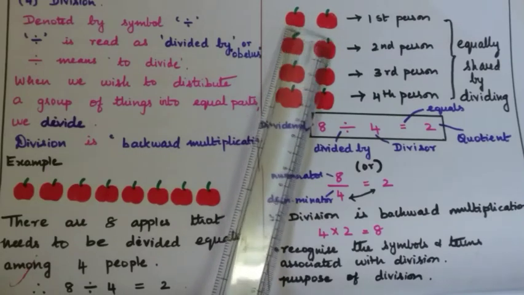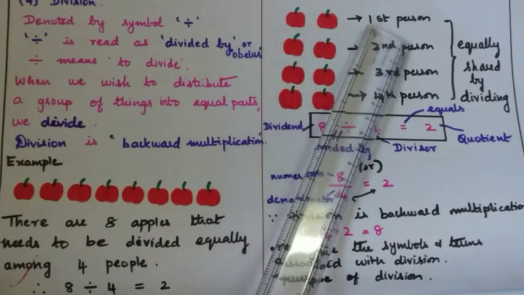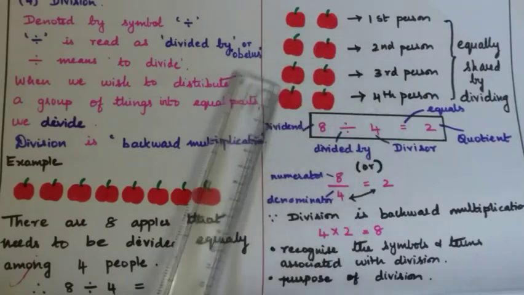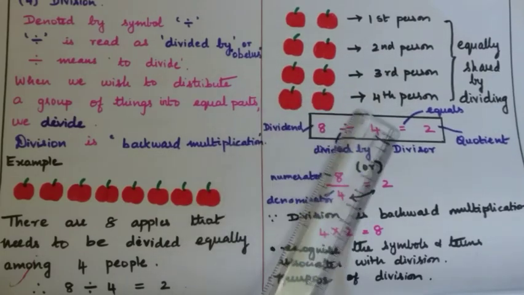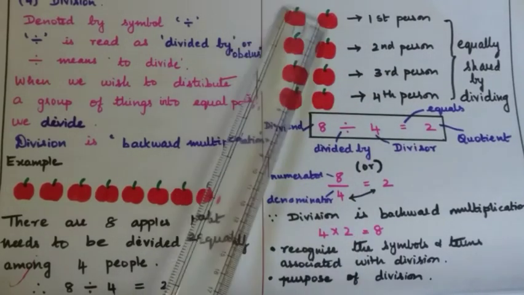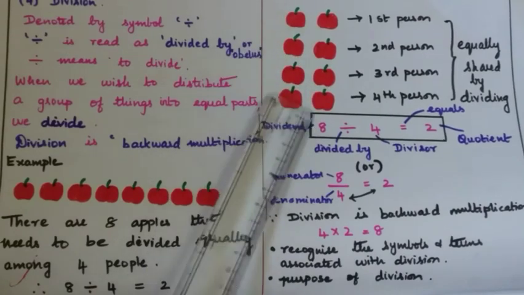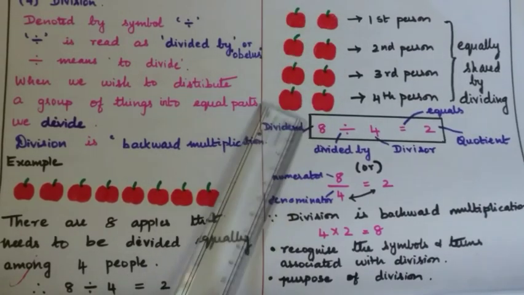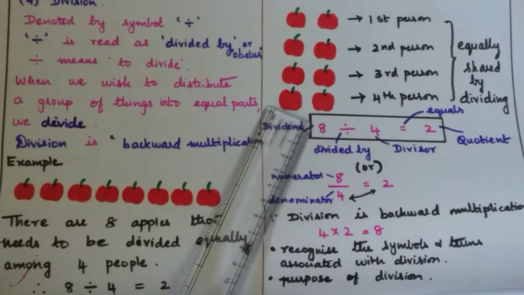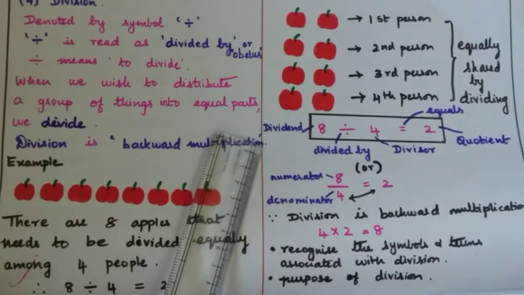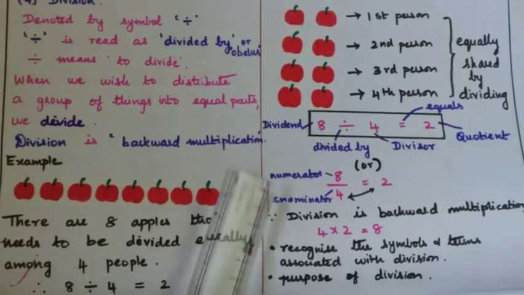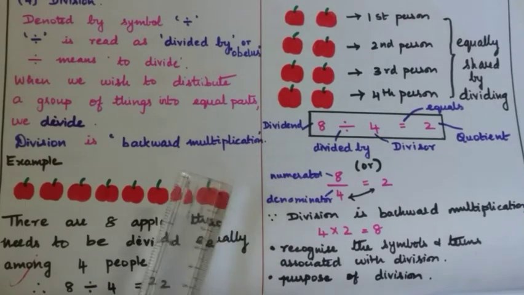So when you see here, we are giving 2 apples to the first person, 2 apples to the second, 2 apples to the third and 2 apples to the fourth. So when you add 1, 2, 3, 4, 5, 6, 7, 8, all the apples are equally distributed among the 4 people. So this is how you perform division.